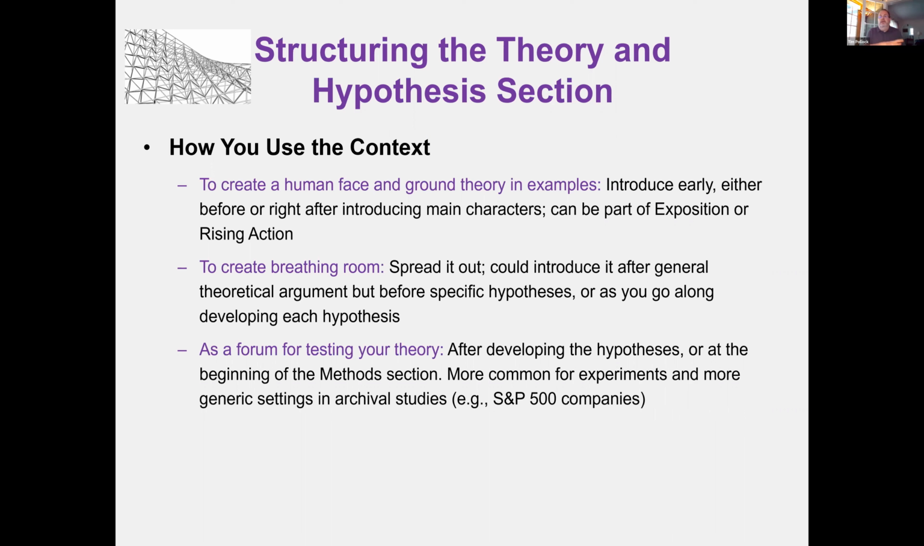What you might want to do is do a short introduction of your context and then introduce more of it as you go along and spread it out. So you might introduce it after your general theoretical argument, and then use it as examples before each of your specific hypotheses. So your sections might look something like general theoretical argument, specific contextual example, hypothesis. And you go along and use that same kind of structure for each of them.